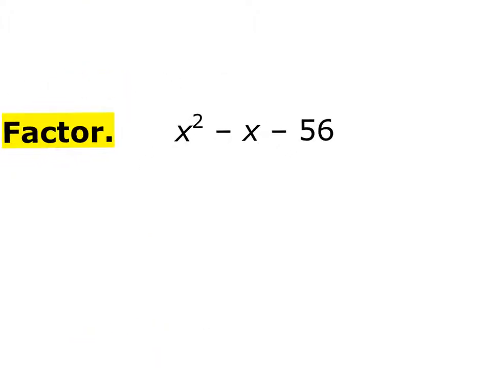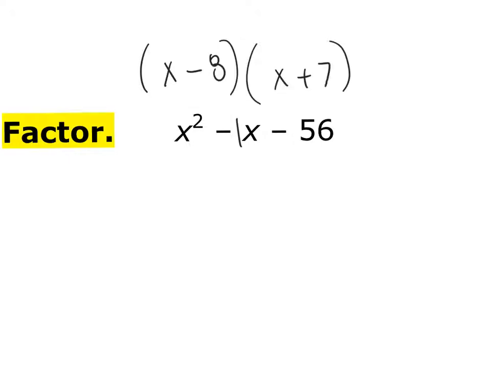Okay, again, this one is a quick one where I could say, oh yay, a is 1. That means that I just have to look at negative 56 and negative 1. So I could say x minus 8 and x plus 7 and go straight into that. Or you could do the ACB.